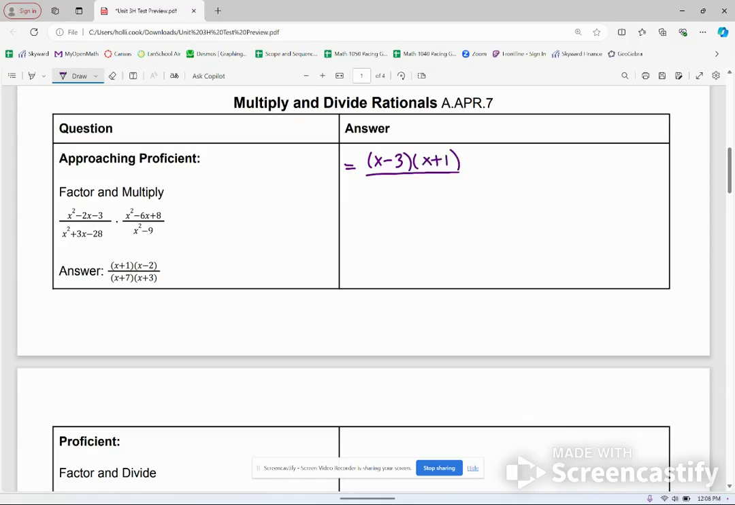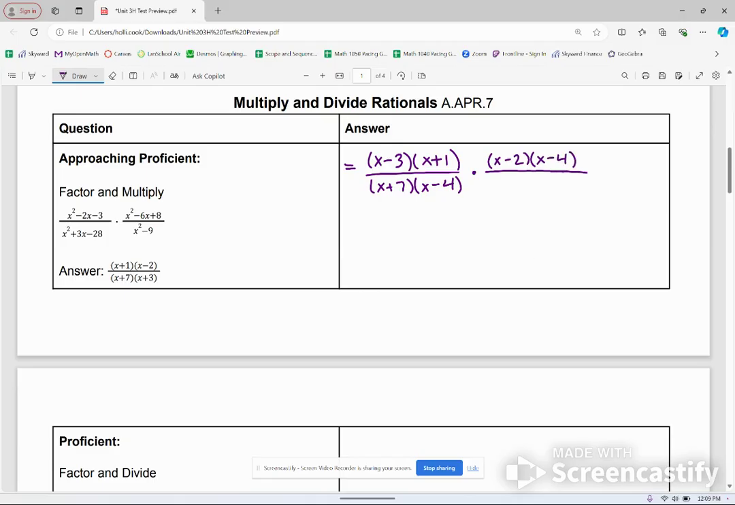Okay, and then the bottom, we have x squared plus 3x minus 28, and that will be x plus 7 and then x minus 4. Okay, and then we have times. And then for our second fraction, the top, x squared minus 6x plus 8. We're going to have x minus 2 and x minus 4.